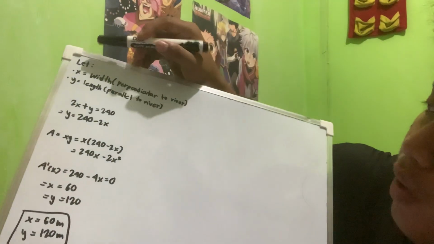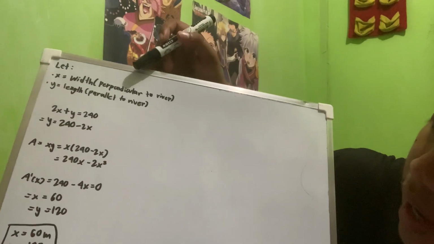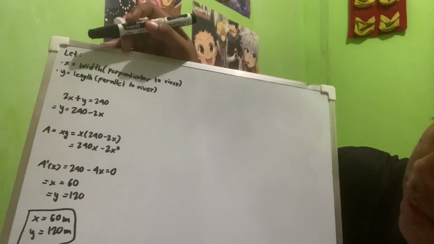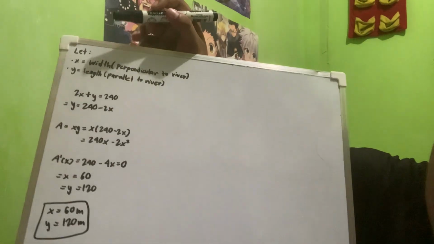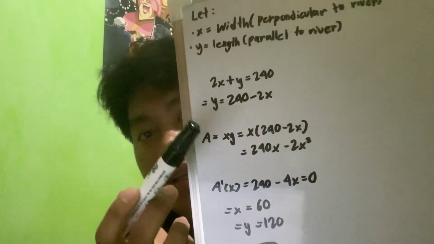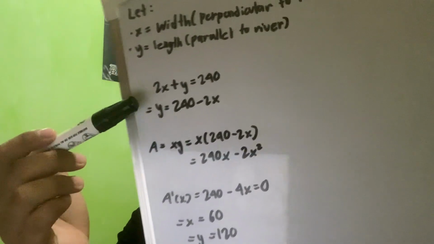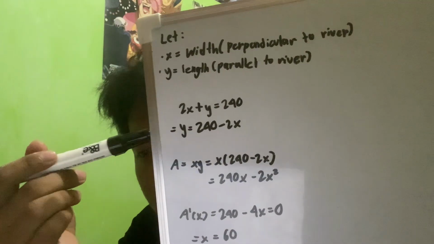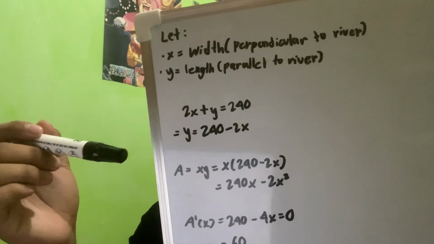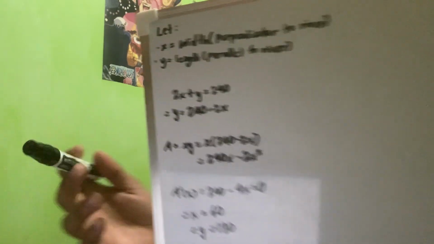Let x equal the width. So the width is perpendicular to the river, and y equals the length. So the length is parallel to the river. So fencing 2x plus y equals 240, and y equals 240 minus 2x.